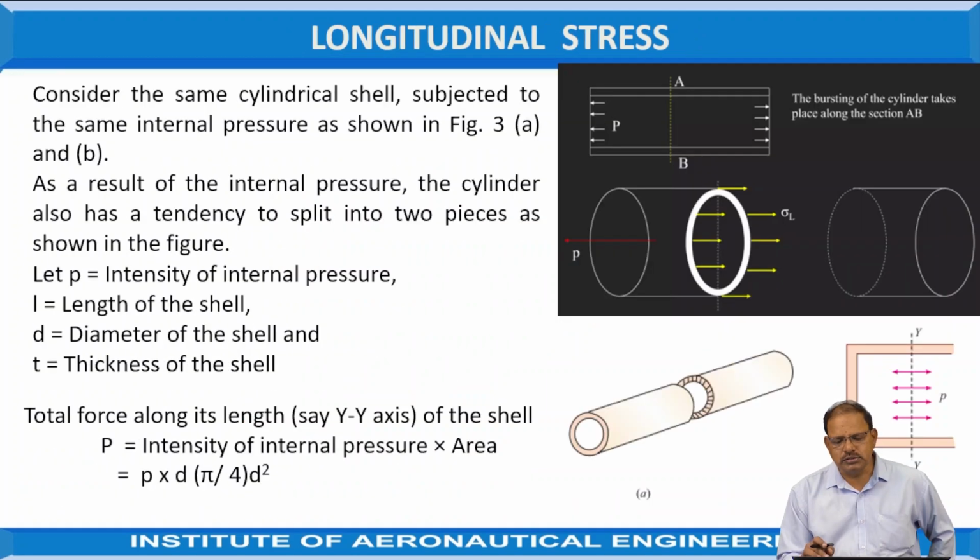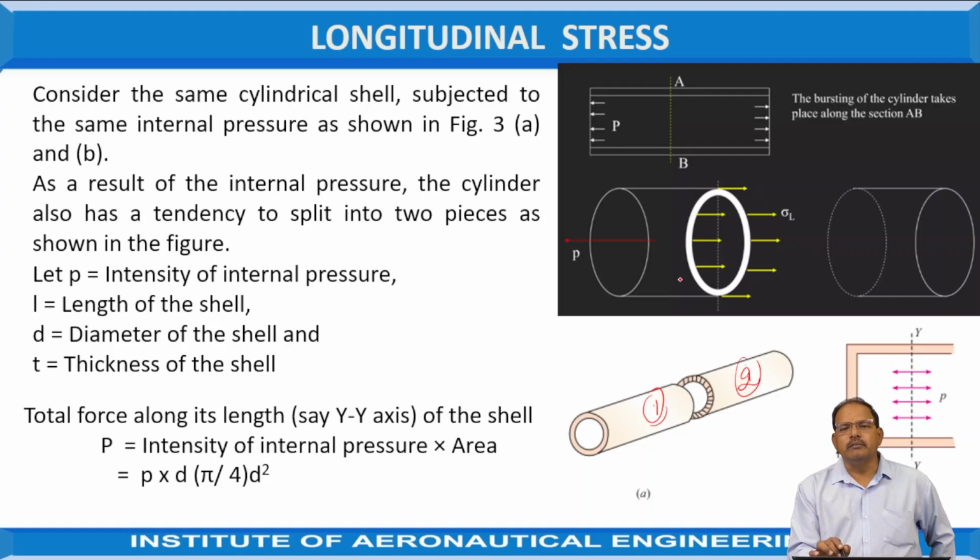Now the longitudinal stresses. These are the stresses acting along the length of the shell, as shown in the figure, when the fluid is filled within the cylinder, because of the pressure exerted by the fluid inside the cylinder. As a result of this internal pressure acting along the lengthwise direction, along the axis of the cylinder, it has a tendency to split into two pieces, as shown in the figure, pieces 1 and 2. That is, the pressure is acting along the axial direction.